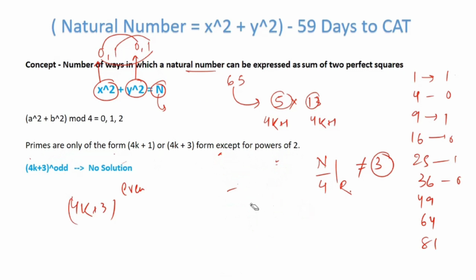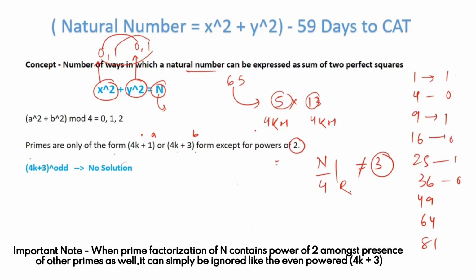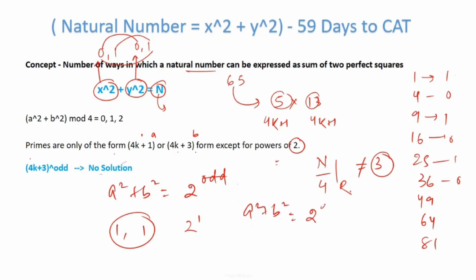Your factors will only be of the form 4k plus 1 raised to the power some number or 4k plus 3 raised to the power some number, except for powers of 2. So what will you do for powers of 2? Very simply, let's say you have a number in the form a square plus b square equal to 2 to the power odd. For example, let's say you have 2 to the power 1. So in that case, 1 comma 1 is one positive solution. And similarly, for your total integer solutions you will multiply this number by 4. Similarly, you have a square plus b square is 2 to the power even. Let's say the number is 2 to the power 2, which is 4. Now this number cannot be expressed with a positive integer solution. The only solutions in this case will be 2 square plus 0 square, 0 square plus 2 square.